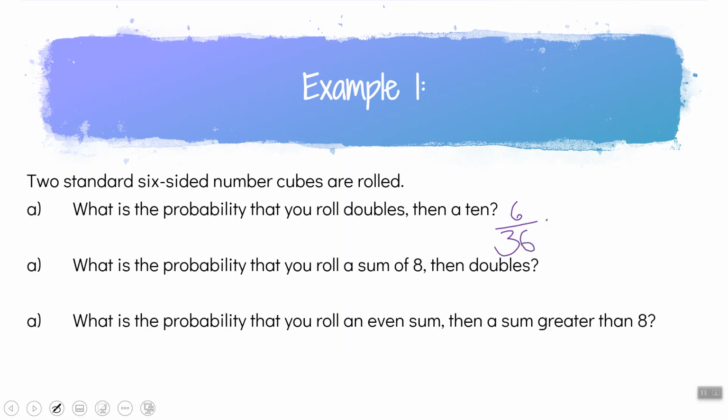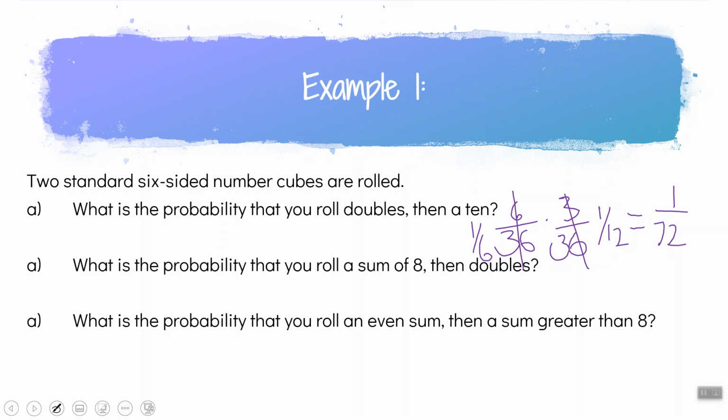And then a 10. When they say a 10, they mean a sum of 10. So there's 3 different ways that could happen. It's kind of nice with these large denominators to reduce. So the probability is 1 out of 72. Very low odds.